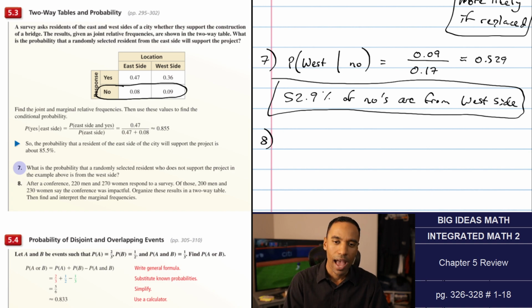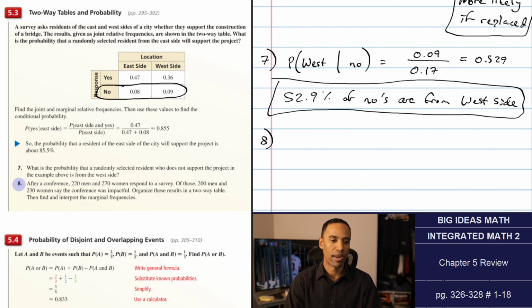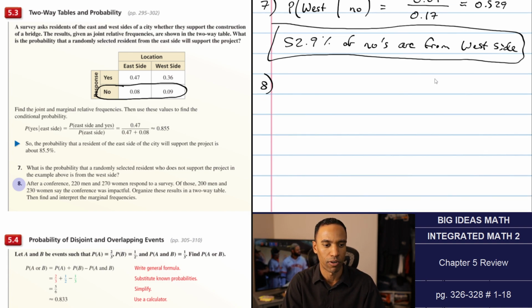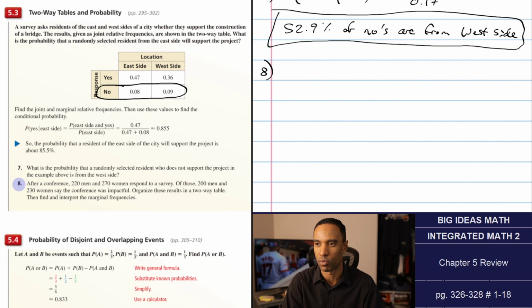Number 8, after a conference, 220 men and 270 women respond to a survey. Of those, 200 men and 230 women say the conference was impactful. Organize these results in a two-way table first, then find and interpret the marginal frequencies.